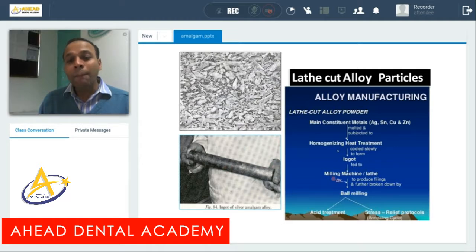This rod, which you can see right now, is fed to the milling machine, and the milling machine cuts it into lathe size particles, which can be further ground by ball milling. These alloys may be acid treated, or manufacturers can also do a stress relief treatment to relieve the stresses which are incorporated during the milling process of these alloys.